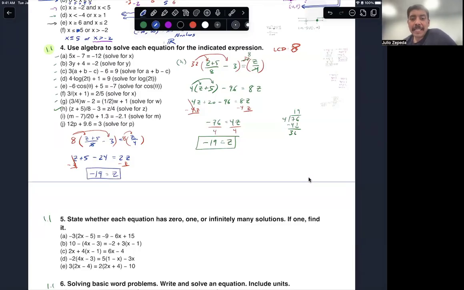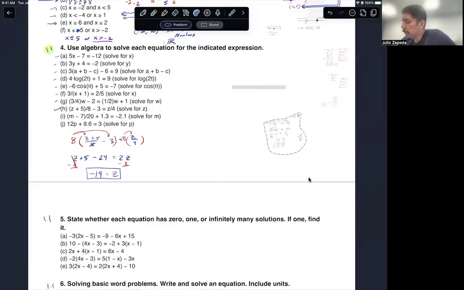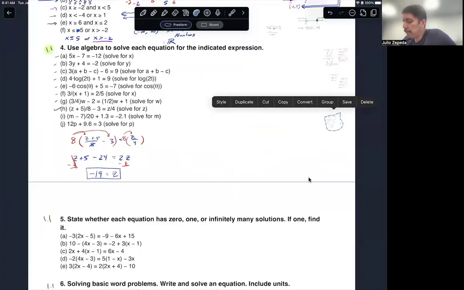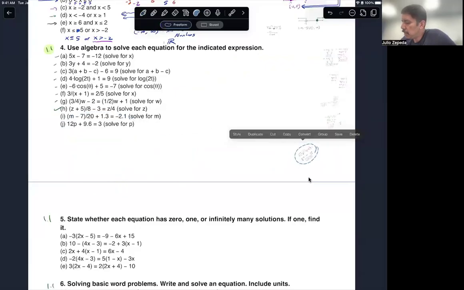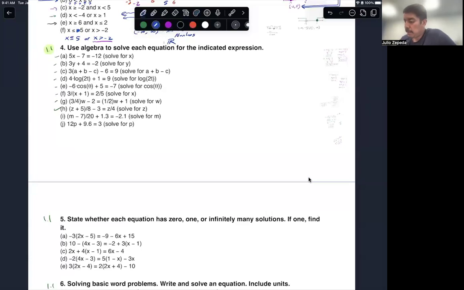So if you can find the LCD, the least common denominator, multiply by that. It will be easier in the long run. But if you can't find the LCD, you can still do it with just any denominator, as long as it's a common denominator. All right. Let's finish this up here.